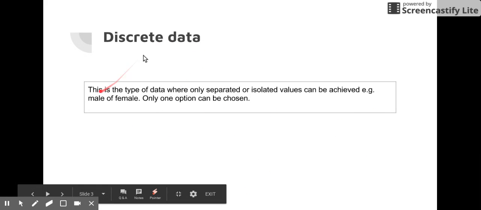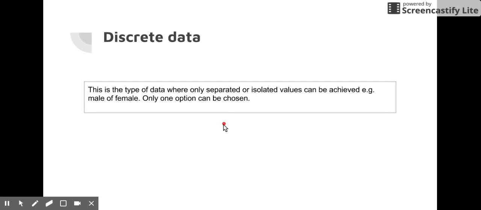So there's different types of data. So discrete data, this is where you have isolated values that can be given. So, for example, are you male or female? You can either be male or you can be female. Like, there is only one option that you can choose. So that's kind of discrete data. So it's you're this or you're this. You're not both. You're not all.